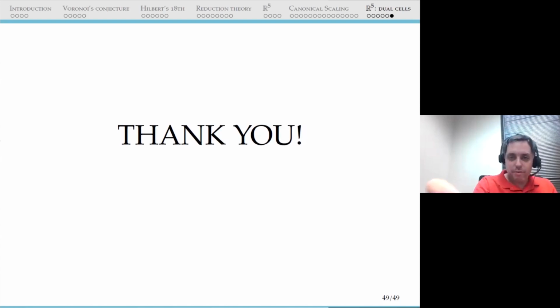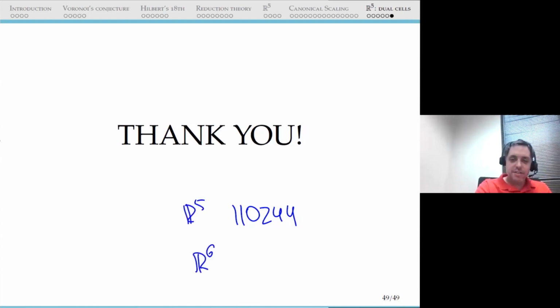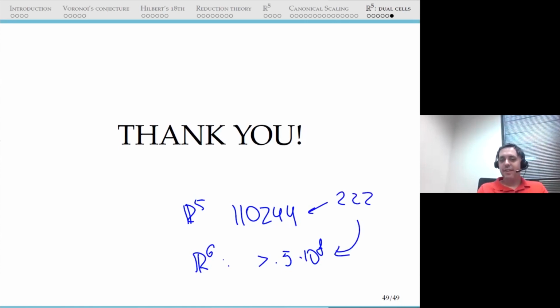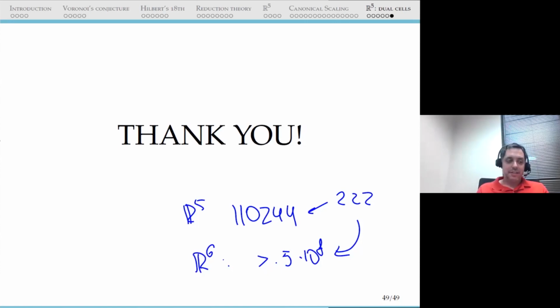One thing, remember there were 110,244 in 5 dimensions, that's R5. So in R6 there are more than 5 times 10 to the 8th polytopes. And actually not just polytopes, but primitive ones. So the Delaunay triangulations. Here we have only 222 Delaunay triangulations, and they transform into that huge number in dimension 6. So it seems that enumeration is impossible. And actually our proof relies on enumeration because we use that combinatorics is enough, and we check that combinatorics for every polytope. So the same approach will not work, but maybe something else will.